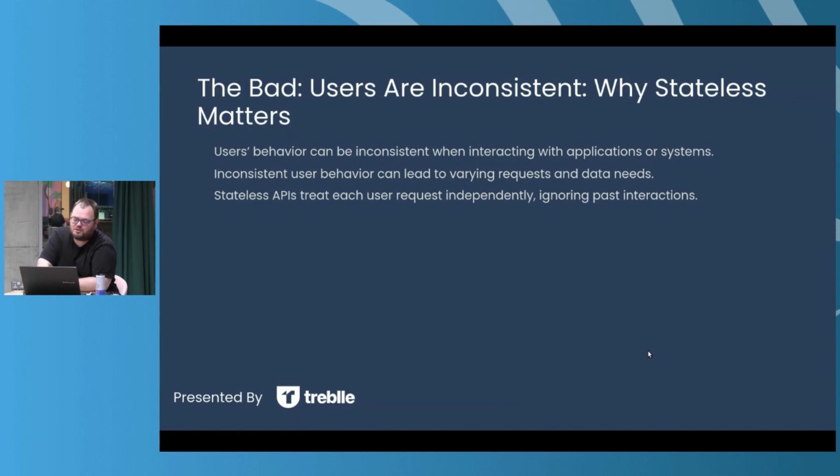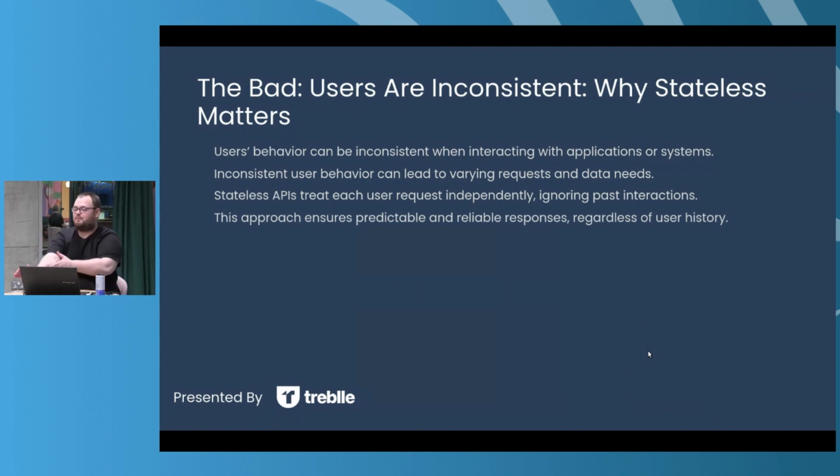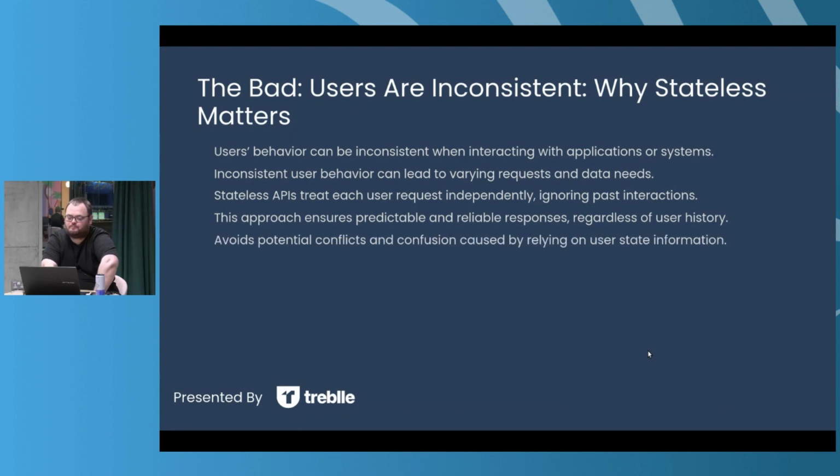Stateless APIs treat each user request independently, ignoring past actions. So it doesn't care about anything you've done before or after. It ensures predictable and reliable responses regardless of the user's history. Or put another way, if they do the same thing twice, they'll get the same thing twice. It avoids potential conflicts and confusion caused by relying on state information from the user. And it simplifies application design and maintenance. I mean, I wouldn't want to try and build a state machine for an API. It's bad enough in React.